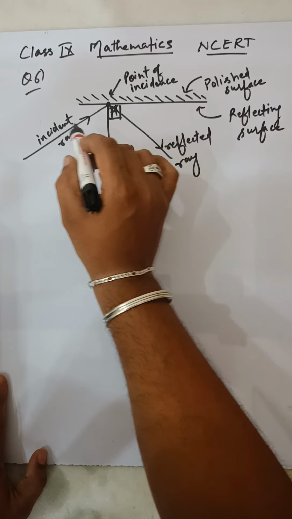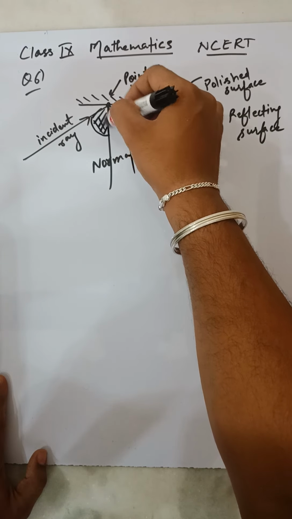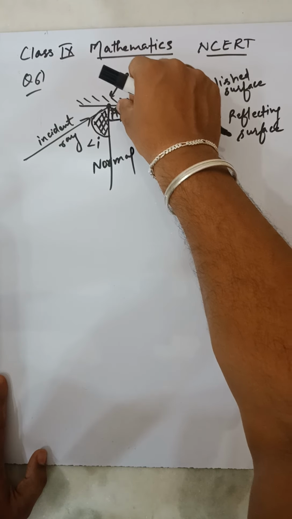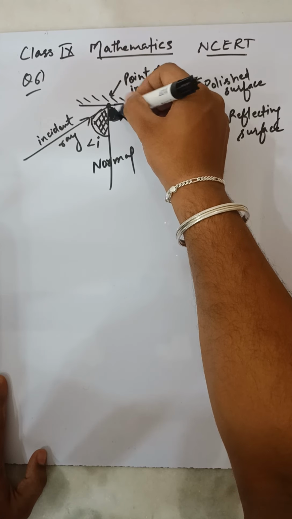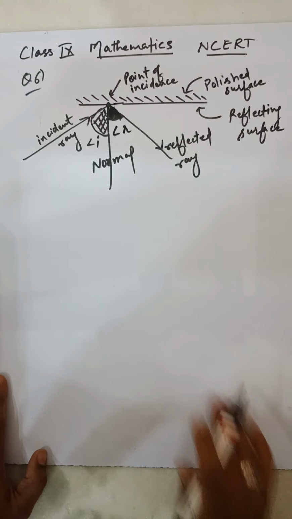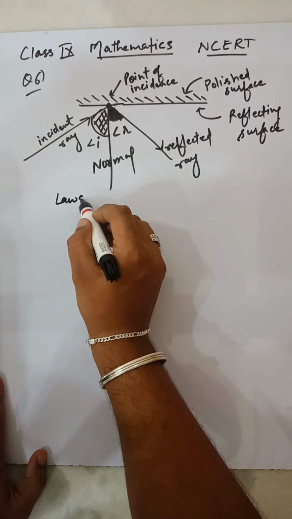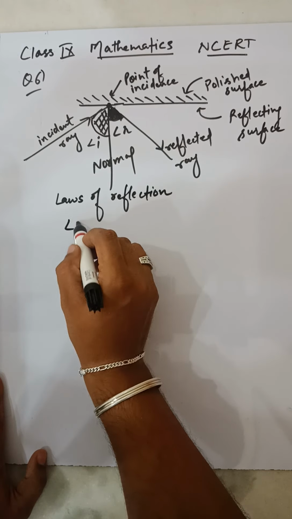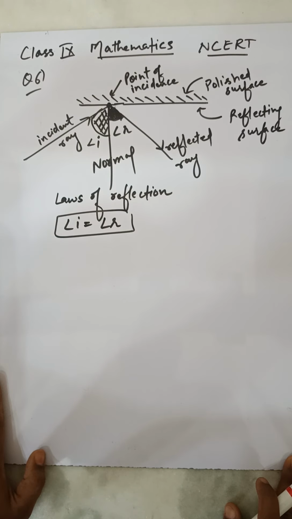The angle made by the incident ray with this normal is known as the angle of incidence, and the angle made by the reflected ray with the normal, this much angle, is known as the angle of reflection. And according to laws of reflection, the angle of incidence is always equal to the angle of reflection. This property we will discuss in this question.